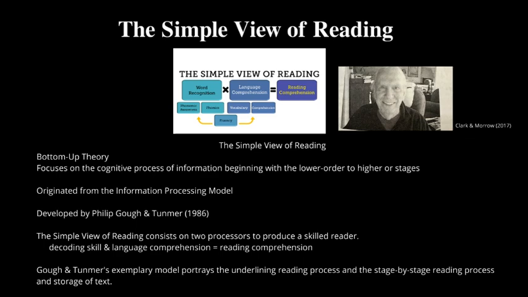The simple view of reading states that there are two essential components combined to produce a skilled reader. When decoding, the skilled reader can decipher and recognize written words, and has the ability to understand and derive meaning from the language. The SVR model is exemplary because it explains the unknown processes by interacting in a stage-by-stage process, influencing how text is read and stored.